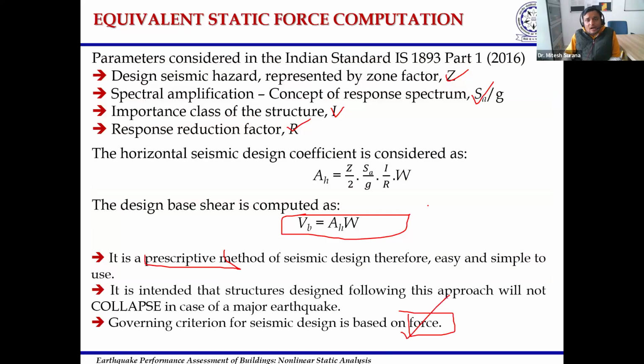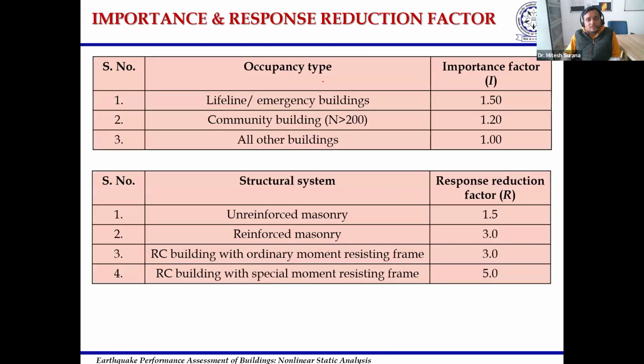If we see how these factors Z, Sa/g, I/R vary, for example, for the importance factor the code defines three different categories. For lifeline and emergency buildings, the code recommends an importance factor of 1.5. For community buildings, where occupancy is greater than 200, it recommends 1.2, and for all other buildings, the importance factor is taken as 1. So what we intend by this importance factor is that when we are designing a building using the code, we should ensure that a lifeline building should not be damaged to the same extent as we are expecting in the case of a residential building, for example. And that is how it is implicitly incorporated in the code, by using an increased importance factor for a lifeline or emergency building as compared to a residential building.